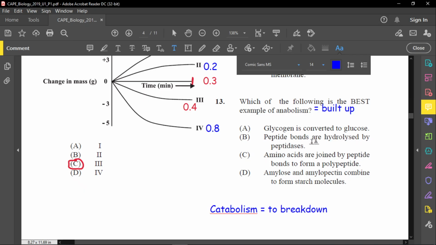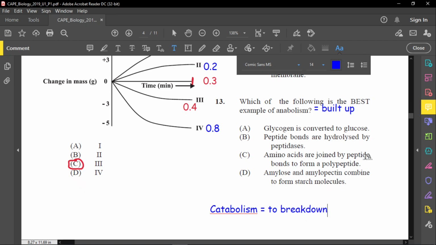Next, peptide bonds are hydrolyzed by peptidases. That means the protein structures are being broken down by the enzyme peptidases. So this is also a catabolic reaction, because it's broken down. And you see hydrolyzed, which means broken down by adding water. Amino acids are joined by peptide bonds to form polypeptides. I like this one, because amino acids are definitely joined by peptide bonds, and then it eventually forms polypeptides, which form a protein structure.